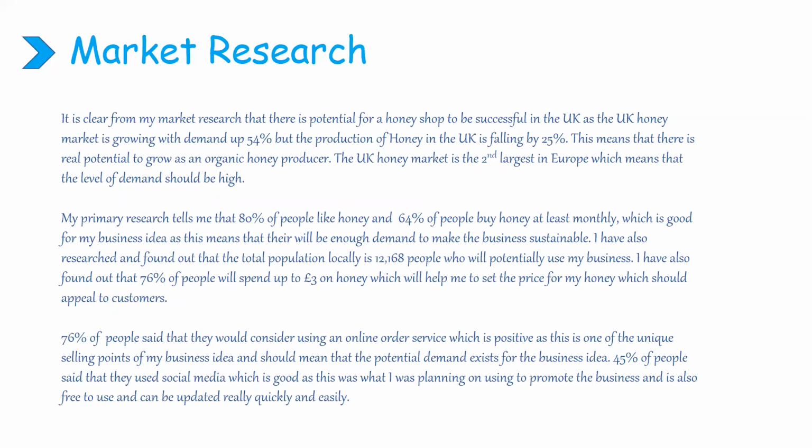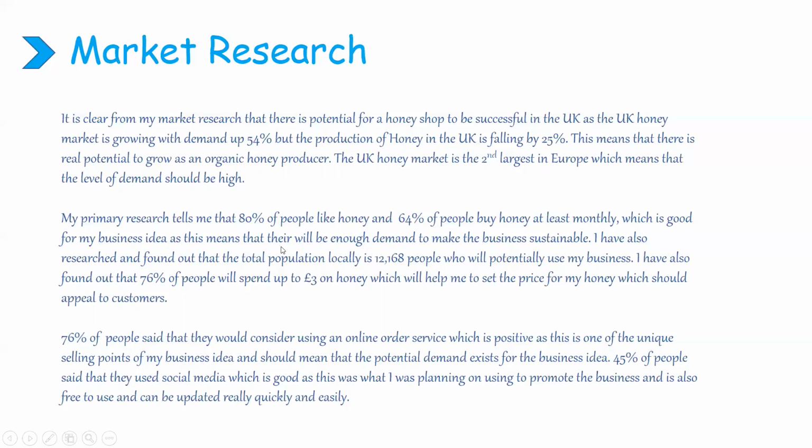I've then basically said that my market research, now summarising both bits here, remember, primary and secondary market research. So I said it's clear from my market research that there is a potential for a honey shop to be successful in the UK. And I've said because the UK honey market is growing by 54% and production of honey is falling by 25%. This means that there's a real potential to grow as an organic producer, and the UK is the second largest. Now look at that. What I've done there is I've taken the stats and I've justified them. High level answer. Then I've gone to my primary research and I've done the same trick here.